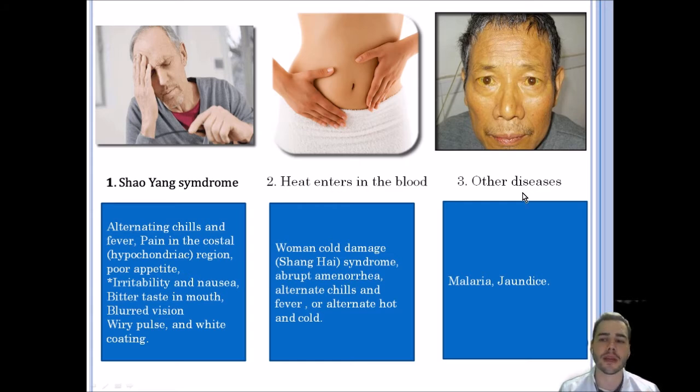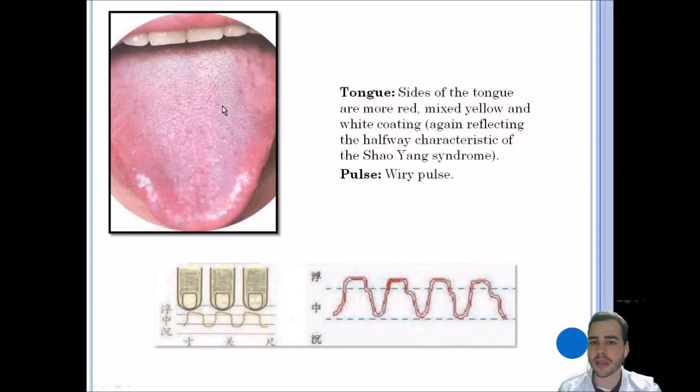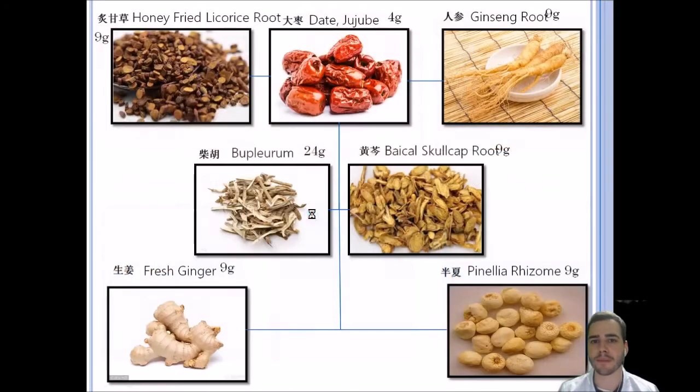Okay, the third disease we can treat with Xiao Chai Hu Tang is malaria and jaundice, other types of diseases. What these three diseases share in common is chills and fever, cold and hot, which is really important. Plus, remember, the tongue diagnosis and the pulse diagnosis, that's really important.